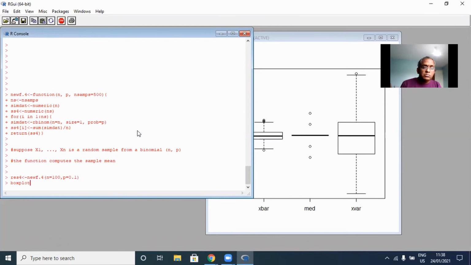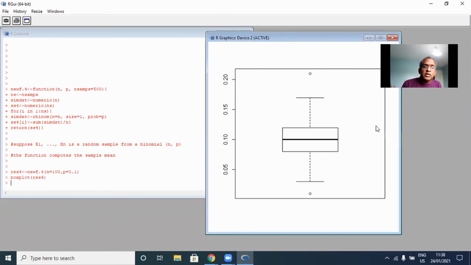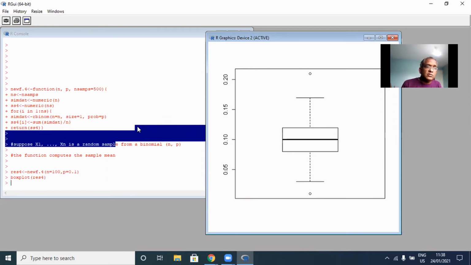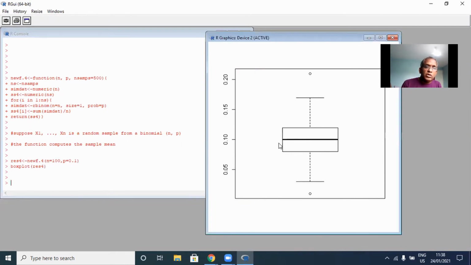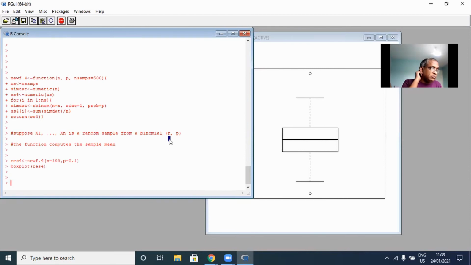If you look at the box plot, it looks kind of symmetric, right? Because the median is about halfway between the lower and upper quartile. So it looks kind of symmetric. But in this case, I don't want to use the box plot. I want to look at the histogram. The reason is the following.